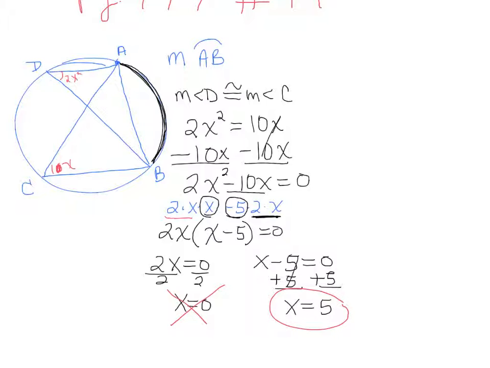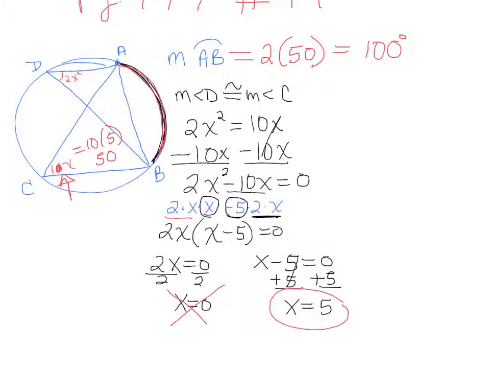So what is the measurement? The question was, what is the measurement of the arc AB? Well, I need to know how much this angle is right here. So 50, right? So this is 10 times 5, which is 50. And what is the measurement of the arc? 100, because it's twice 50, which is 100 degrees. And that's it. So the tricky part is the algebra concept, the skill that you're supposed to have acquired in Algebra 1.